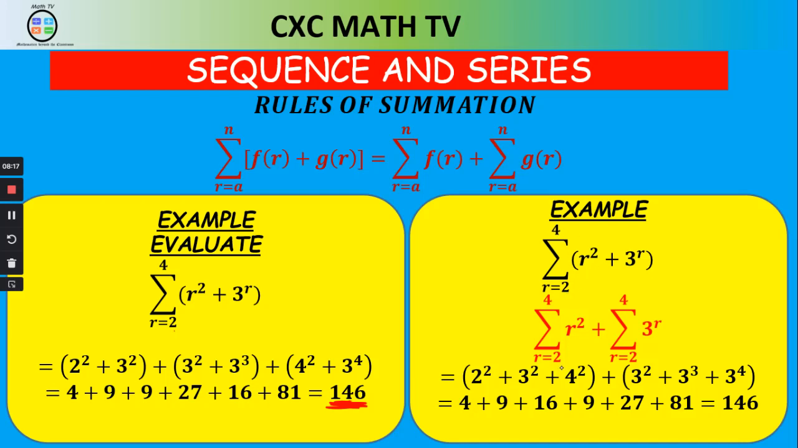If you come over here and you work out the sum from 2 to 4 of r squared first, then work out the sum from 2 to 4 of 3 to the r, that would be 2 squared, 3 squared, 4 squared. Then plugging in 2 to 4 would be 3 squared plus 3 cubed plus 3 to the 4. You still get 146. It doesn't matter how you decide to do it, you're fine.